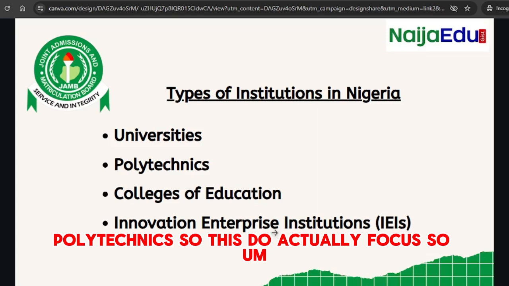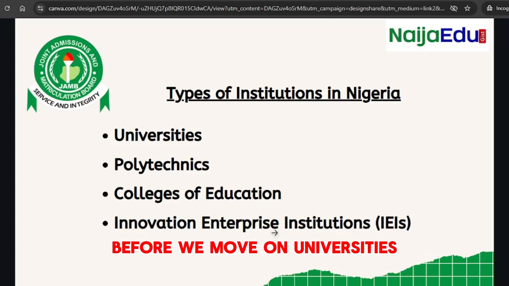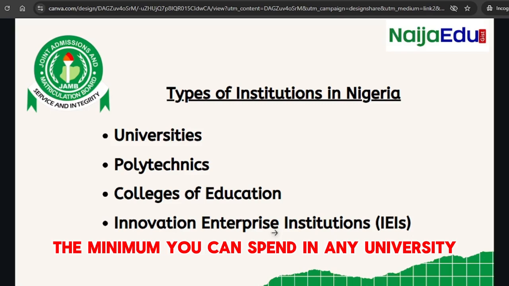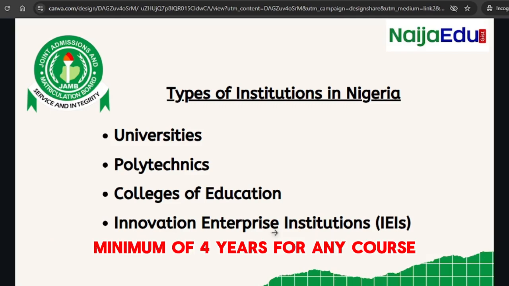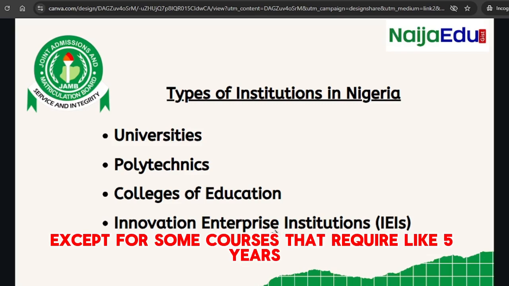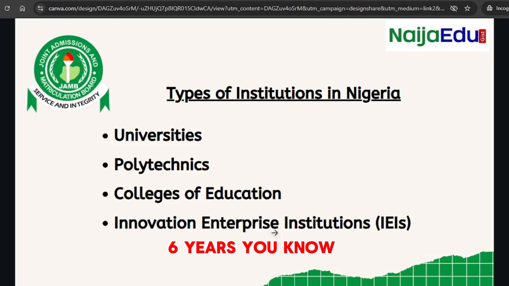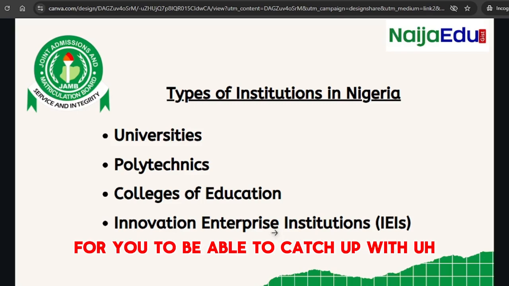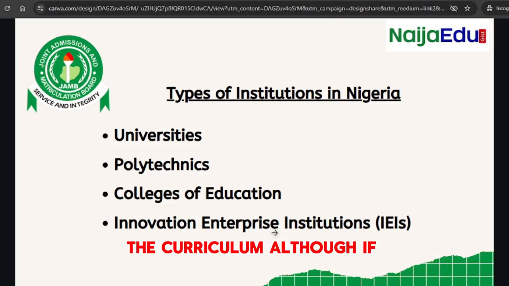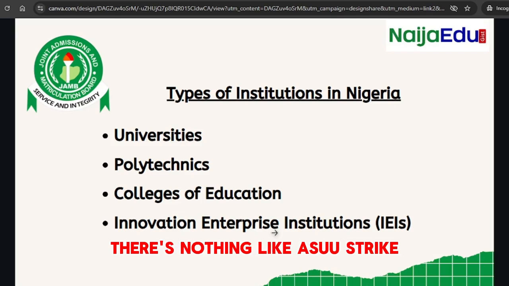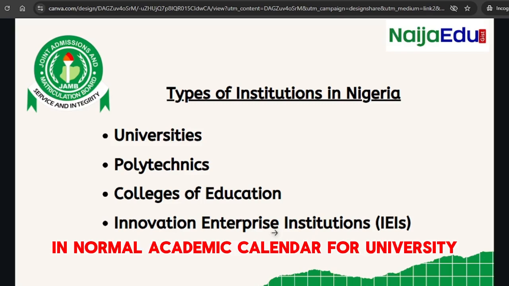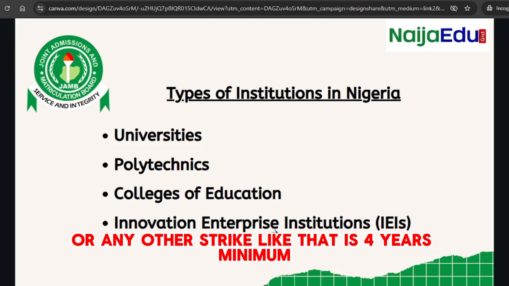Also, we have polytechnics. But before we move on, for universities, the minimum you can spend in any university is 4 years for any course, except for some courses that require 5 or 6 years for you to be able to catch up with the curriculum. Although if there's no ASUU strike, a normal academic calendar for university is 4 years minimum.